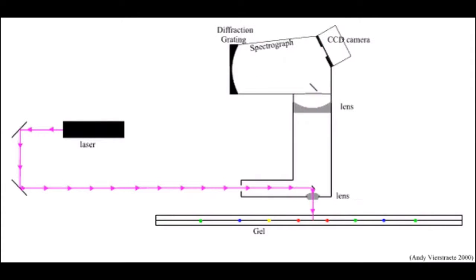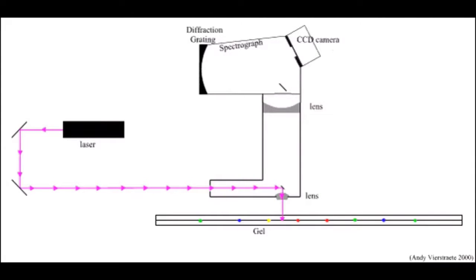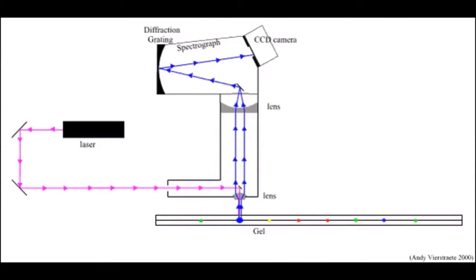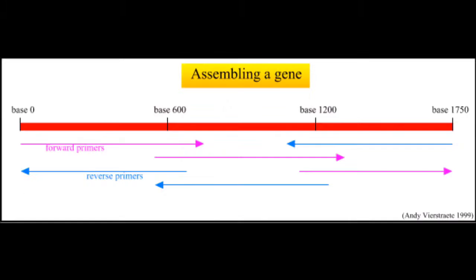Each of the bases gives out a specific color of its own. Thus, the sequencer detects the order of the bases in the sequenced gene. For reliability purposes, each sequence of a gene has to be confirmed in both directions. To accomplish this, the gene has to be sequenced with forward and reverse primers.